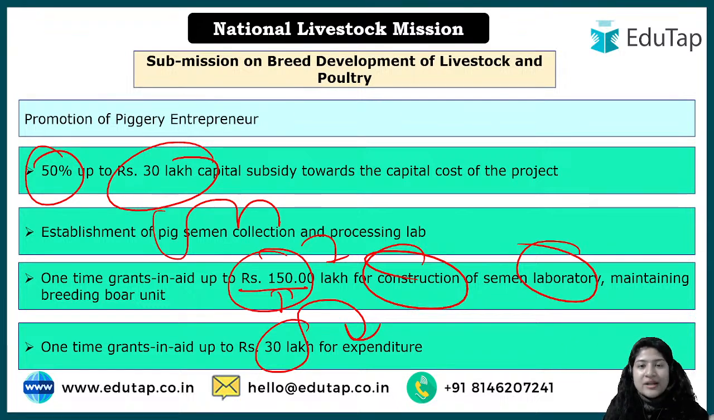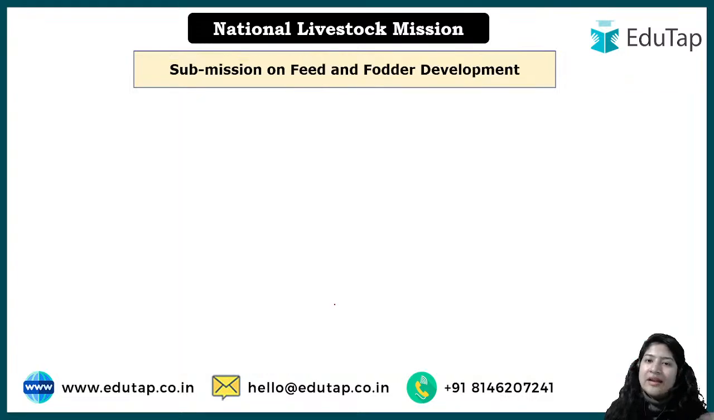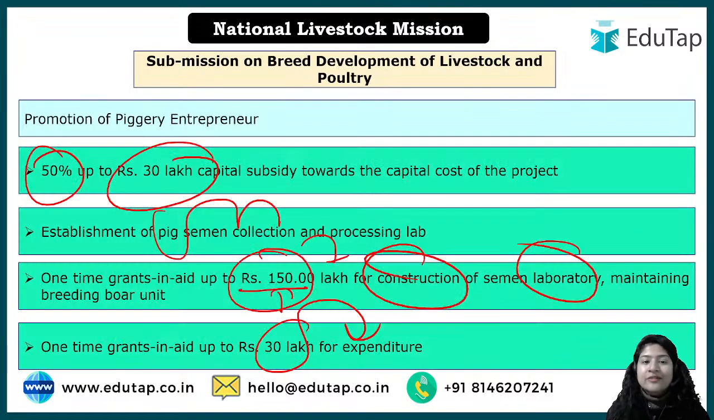Then in small ruminants, for the construction of the semen centers, 400 lakh will be a one-time grant that will be given, and for the rest of the formalities there is also some amount. In case of piggery, 150 lakh is for the establishment of the semen factory, and 30 lakh for the other expenditure that will be required. By that we are done with the first submission, which is breed development of livestock and poultry.